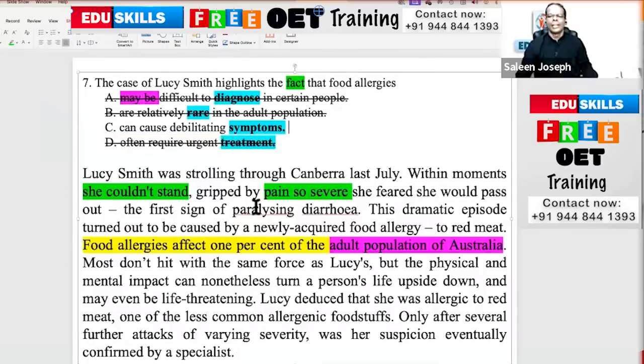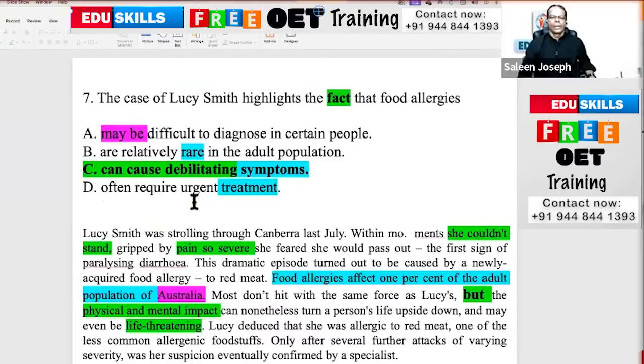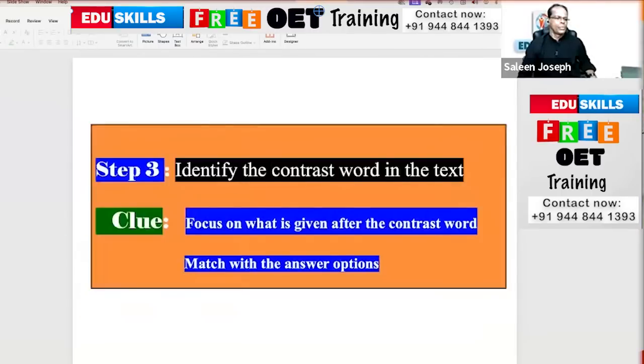Then, even otherwise, she couldn't stand, pain so severe. The physical and mental impact can, and this also, again, physical and mental impact can nonetheless turn a person's life upside down. Okay? So all these are speaking about the symptoms of food allergies. Is that clear? Yes, Father. The answer is C option, can cause debilitating symptoms.